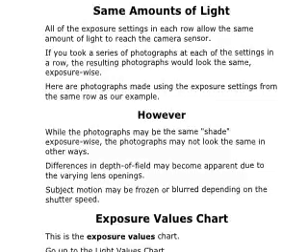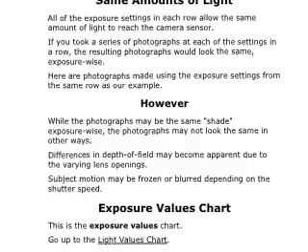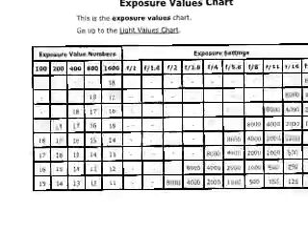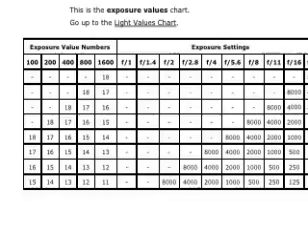One of the things I want to mention down here on this area is that while the photographs may be the same shade exposure-wise, the photographs may not look the same in other ways. Differences in depth of field may be apparent due to varying length openings like shutter speed. Subject motion may be frozen or blurred depending on shutter speed. And then the EV charts. Again, this is just an example of the different EVs that could be within that range.